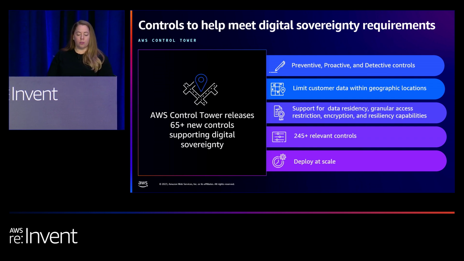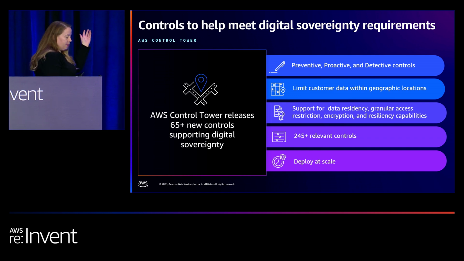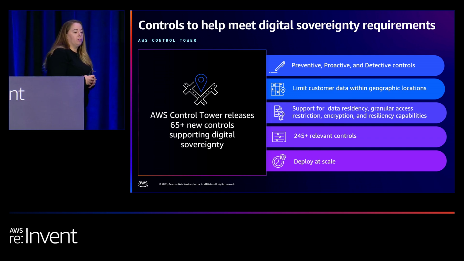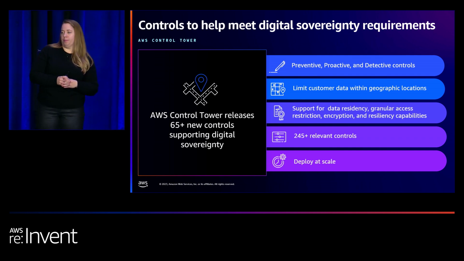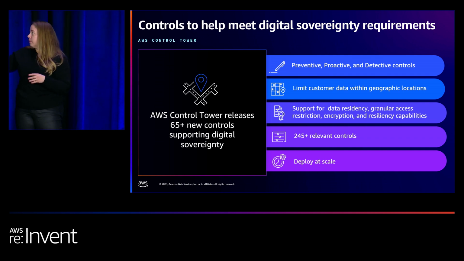We also launched AWS Dedicated Local Zones, which is infrastructure fully managed by AWS but built for exclusive customer use in a specific location or data center of their choosing. And then just recently, I think within the last month, we announced a new independent sovereign region in Europe. And Control Tower is the next step in this.